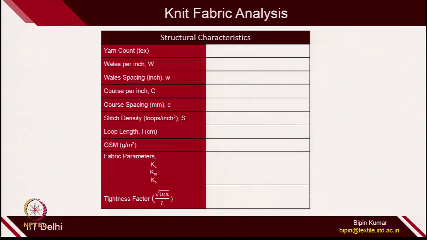After that you can go for structural analysis, which I am going to show you, and you can make some calculations starting from yarn count, wales per inch, courses per inch, stitch density, loop length, GSM, fabric parameters and tightness factors. The fabric parameters and tightness factor I am going to cover in the next few weeks. For the time being these two parameters are also important, and I will show you how we calculate these parameters. So, let us switch to the fabric.